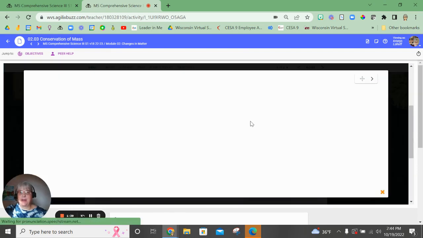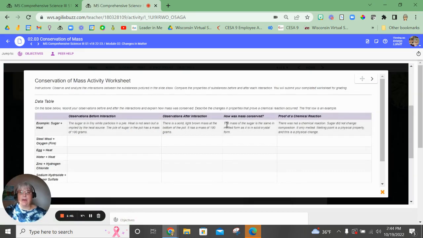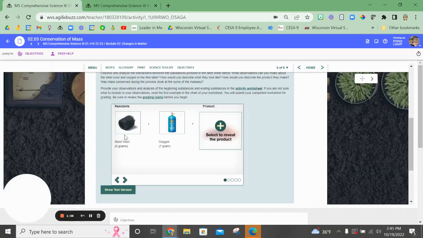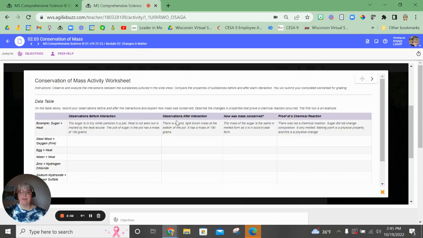So the worksheet is right here. You can use the one in Buzz, or I will have the one linked in the Google Doc, linked into Buzz, so that you can make a copy of it. So here you can see for steel wool and oxygen, you're going to write observations before. So you take a look at the material and what does it look like before the reaction? And then the next question says observations after the interaction.